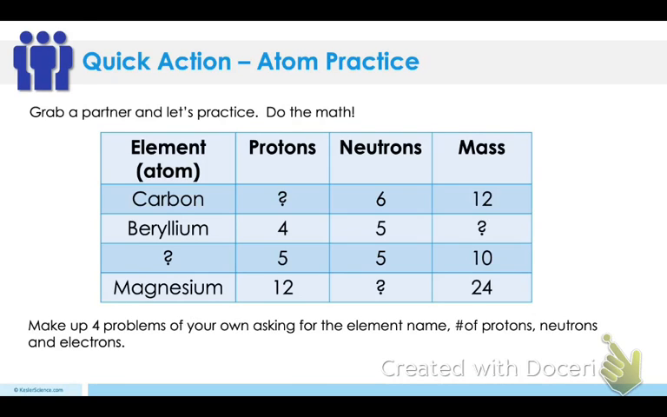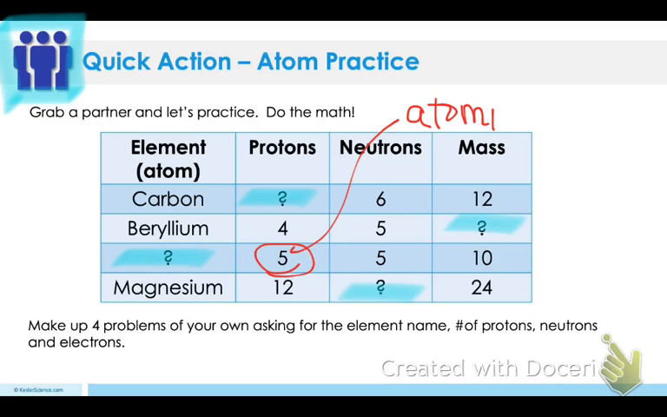Alright, so for this quick activity, you're going to be working with the person that you're doing notes with, so the person you're next to or at your table with. Basically, I want you to work together to answer these questions. So carbon, figure out the number of protons. For beryllium, figure out the atomic mass. For the third one, figure out what the element is based on the number of protons. You can find that because the number of protons equals the atomic number. And then magnesium, so you're figuring out the number of neutrons.